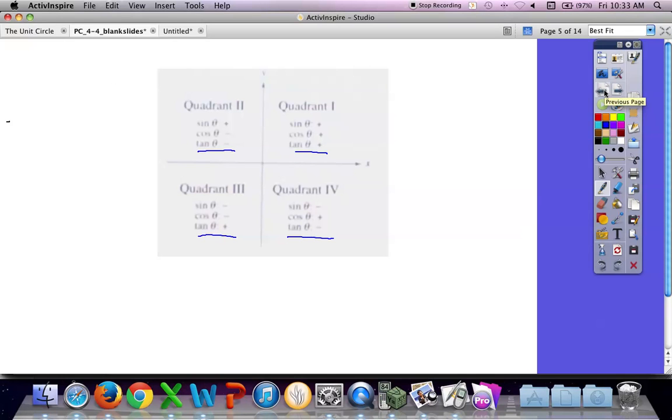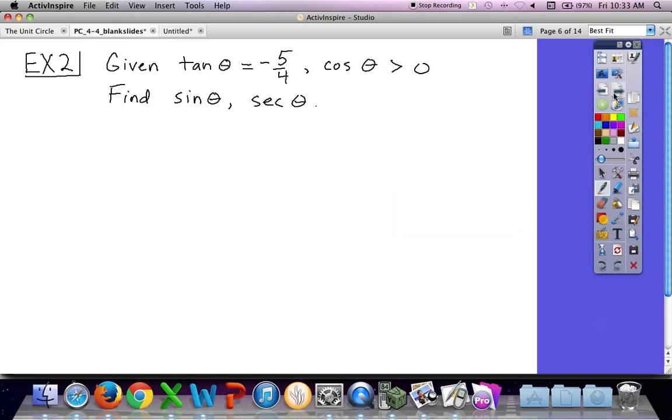Which one of the four is? Quadrant 4, right? Tangent is negative, cosine is positive. So the next step should be draw a picture. Right? In the picture, I'm going to be drawing an angle into the fourth quadrant. When you draw an angle, remember, the vertex of the angle is always at the origin, and the terminal side is going to be going out into the fourth quadrant.